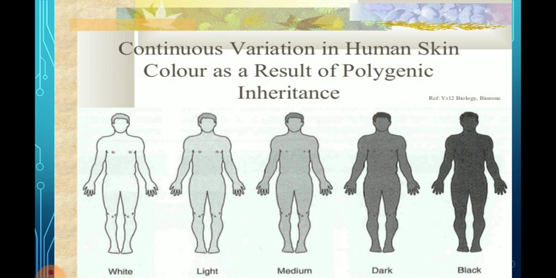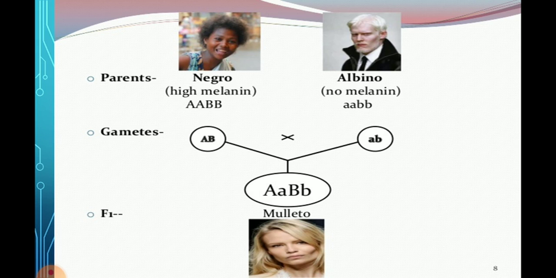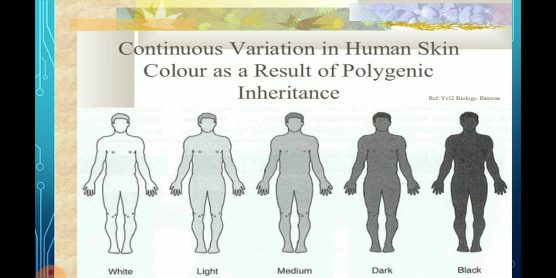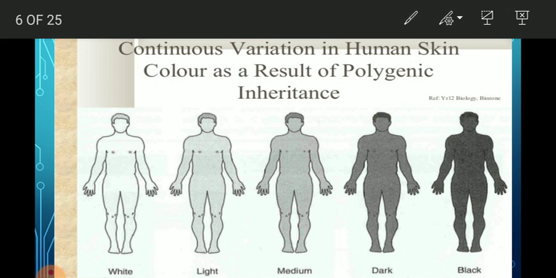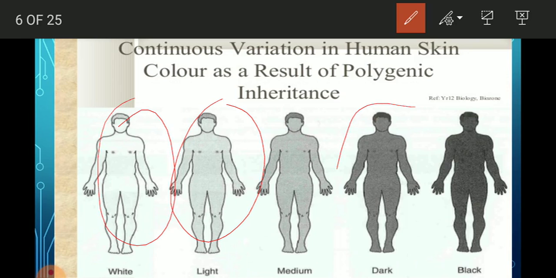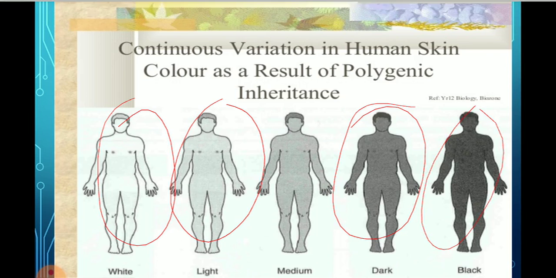So as we see the skin color, that is continuous variation in human skin color, because it is not discontinuous variation; it changes from one extreme to another, and there is a great variation between them. You can see this is the medium one. If less melanin production is there, then lighter color, and then whitish or albino, and if more melanin production, then dark and black colors are there.